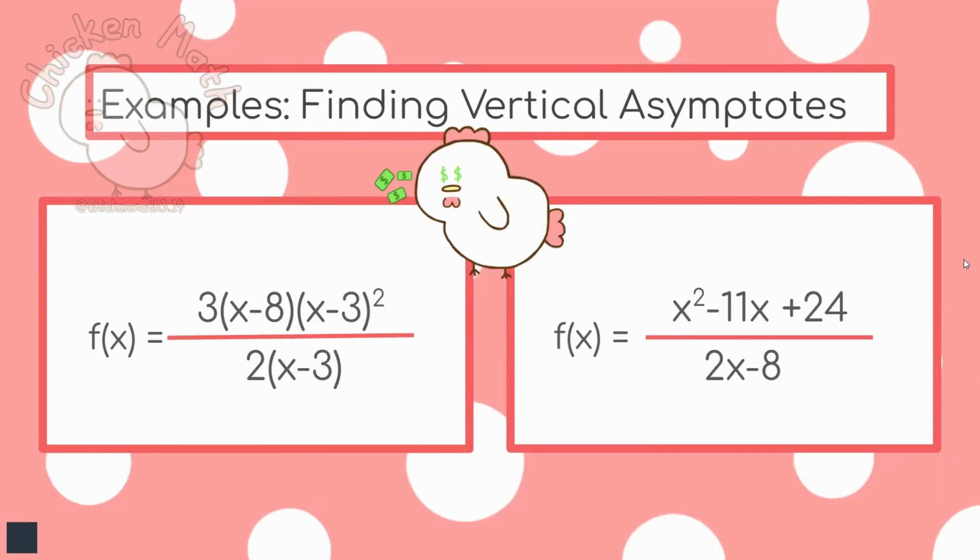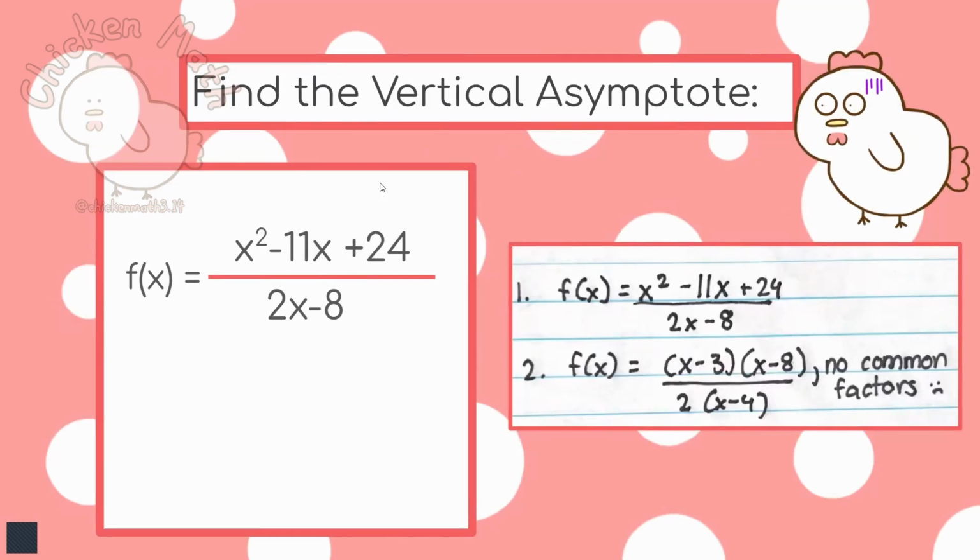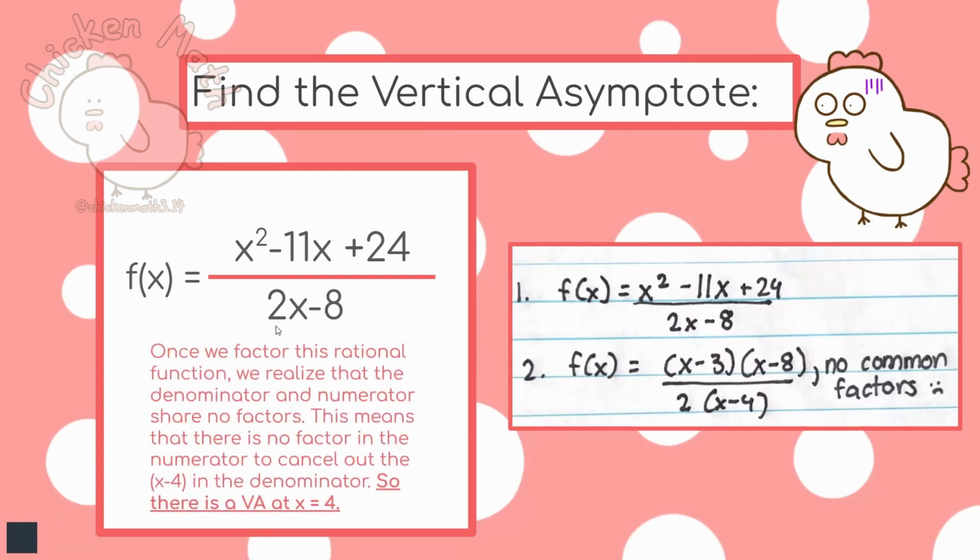Okay, so now we're going to move on to two examples. You guys can pause and try these if you would like. All right, guys, so this is the first example we had. And to approach this question, first, you should factor the numerator and the denominator. And when you do that, you should get x minus 3 times x minus 8 over 2 times x minus 4. So we can see that there's no common factors in the numerator and the denominator. However, that's fine because there's a factor in the denominator that does not cancel out with a factor in the numerator, and that's x minus 4. So that tells us that there's a vertical asymptote at x equals 4.